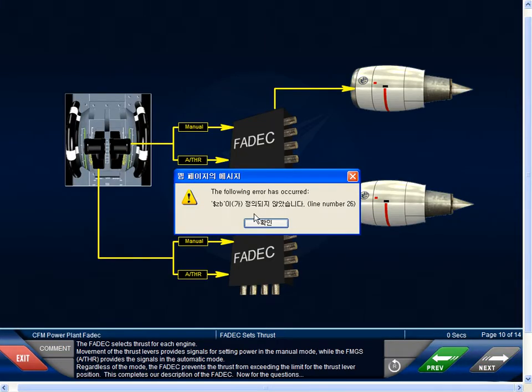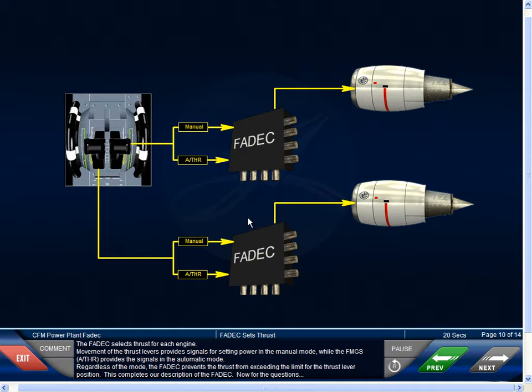The FADEC selects thrust for each engine. Movement of the thrust levers provides signals for setting power in the manual mode, while the FMGS, or auto thrust, provides the signals in the automatic mode. Regardless of the mode, the FADEC prevents the thrust from exceeding the limit for the thrust lever position.